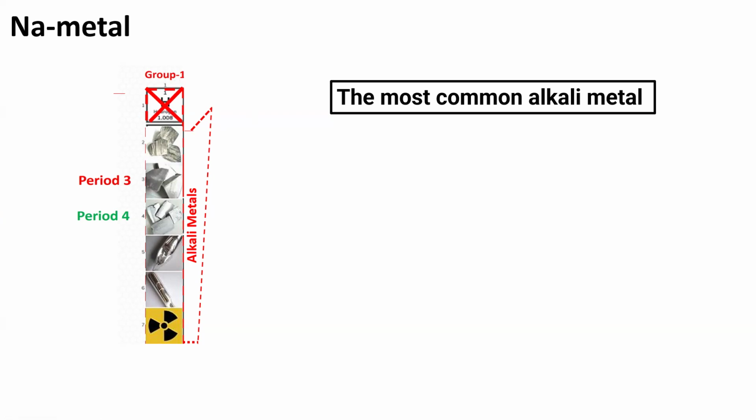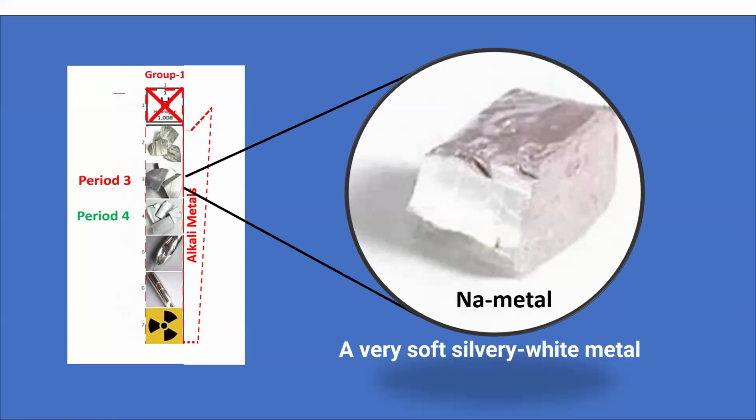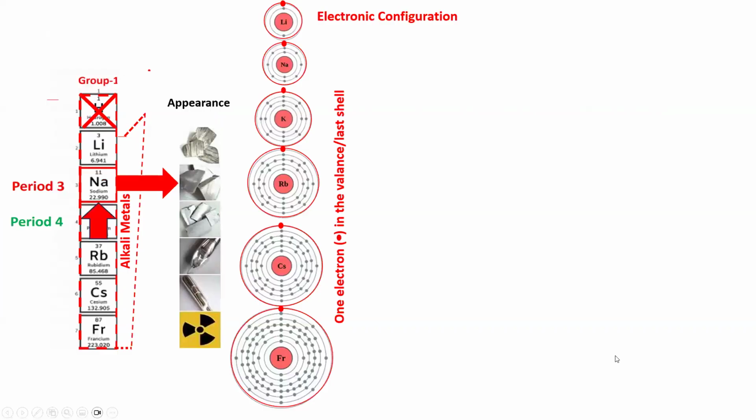So all are metals, all are hard, all are having metallic luster, and these are the common properties of all the metals. And among these, as we are particularly going to discuss the sodium metal, it is a soft silvery white metal. Its atomic number is 11 and its mass number is 23.